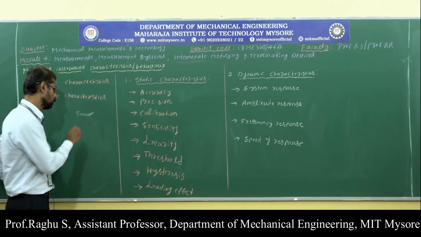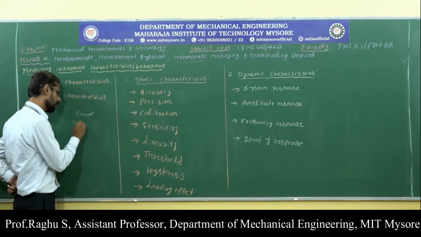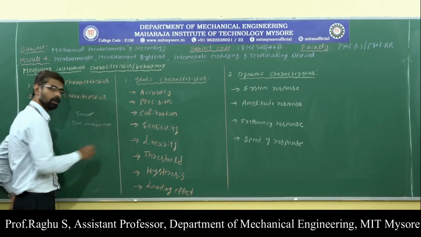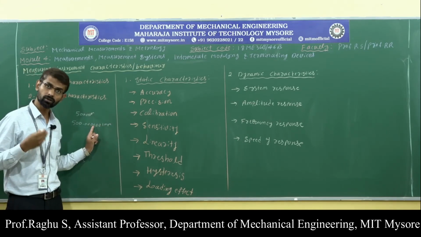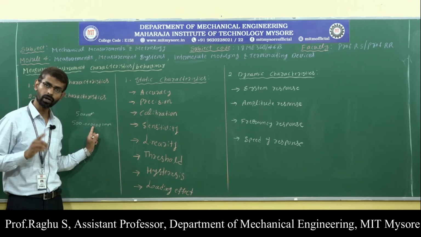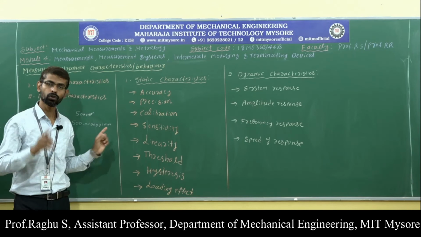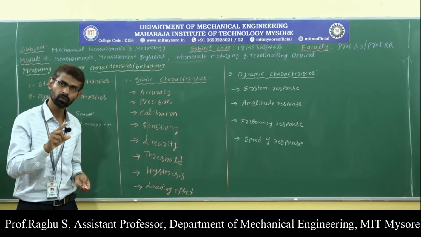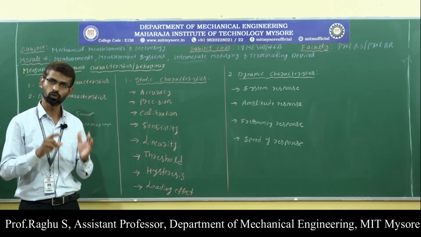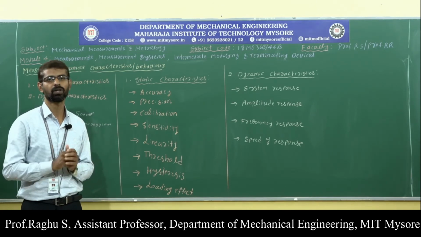The actual value may be 500.000001 mm. This is the actual value, and it cannot be measured using a measuring instrument. So this is called the true value. Therefore, we should know the difference between measured value and true value. The measured value is the value given by the measuring instrument, whereas the true value cannot be measured.